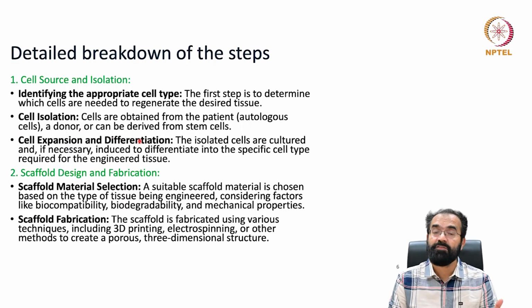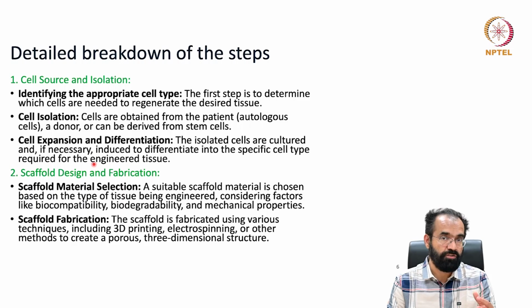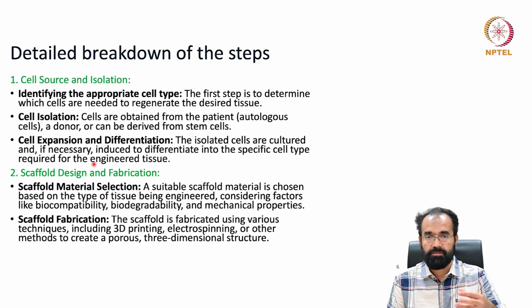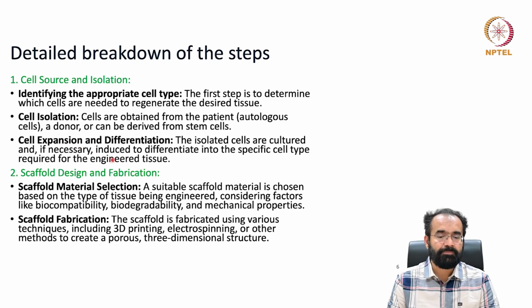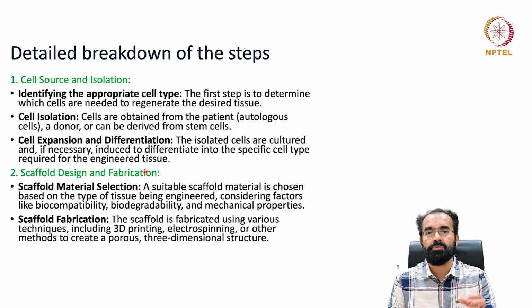And it can be derived from the stem cells also, as I mentioned just now. It can be from the iPSC cells from the patient. But these all add to the cost of the production. Every step when you are going back, it adds to the cost. Cell expansion and differentiation. The isolated cells are cultured and if necessary induced to differentiate into the specific cell type required for engineered tissue. So you should be able to convert X into Y or stem cell into that Y tissue.